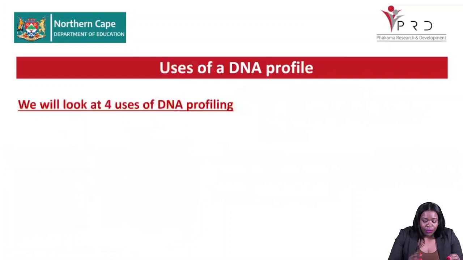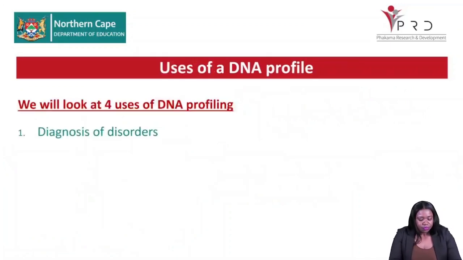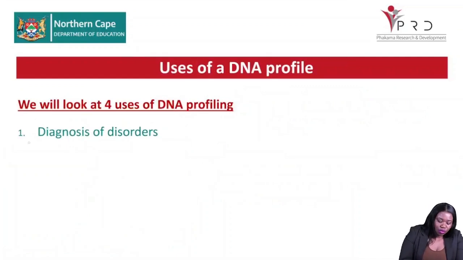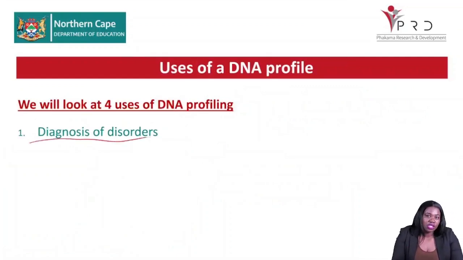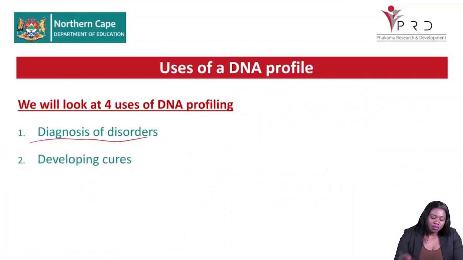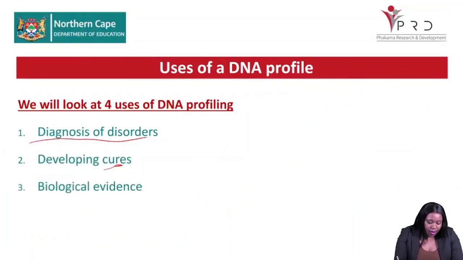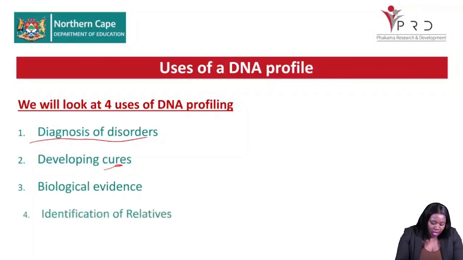Okay, now let's have a look at what exactly these DNA profiles can be used for. Already we know that it can be used at a crime scene. We know that it can be used for paternity testing, right? It can also be used to diagnose some genetic disorders. If it is used to do that, it can then be used to develop some cures for these genetic disorders, right? And then it can be used as biological evidence.